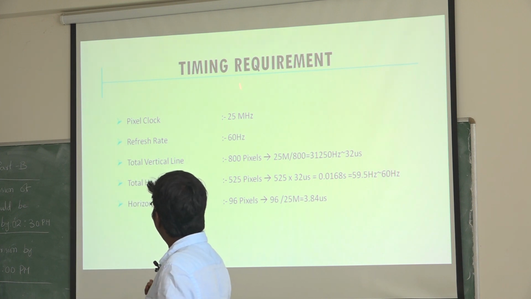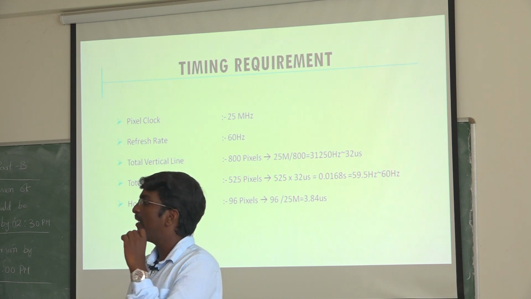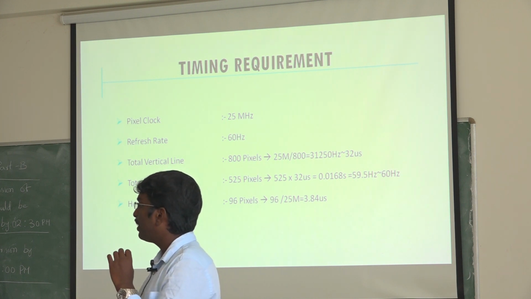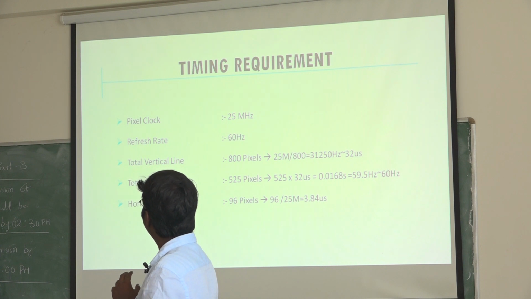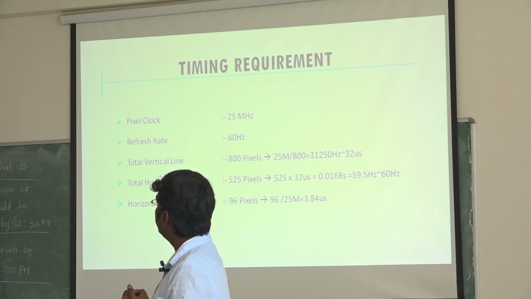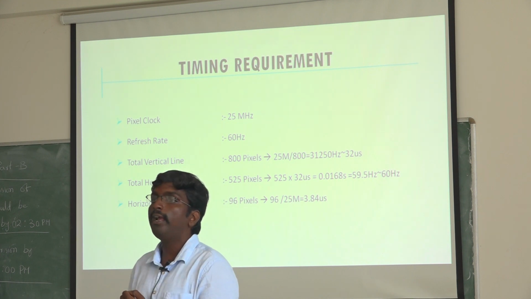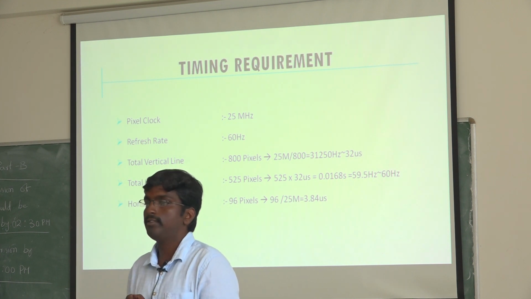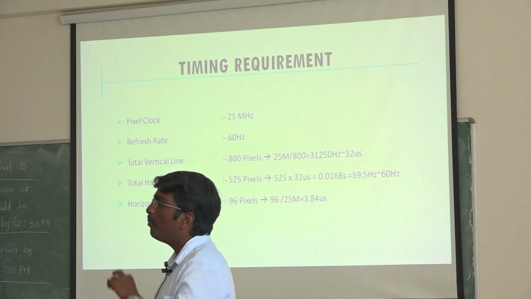Initially, the timing requirement for VGA of 640 x 480 with a 60 Hz refresh rate: they mentioned the pixel clock is 25 MHz. So 60 Hz is the refresh rate and the pixel clock will be 25 MHz. In that case, my total line will be 800 pixels. So 25 MHz divided by 800 pixels gives you 31250 Hz, which is again about 32 microseconds.